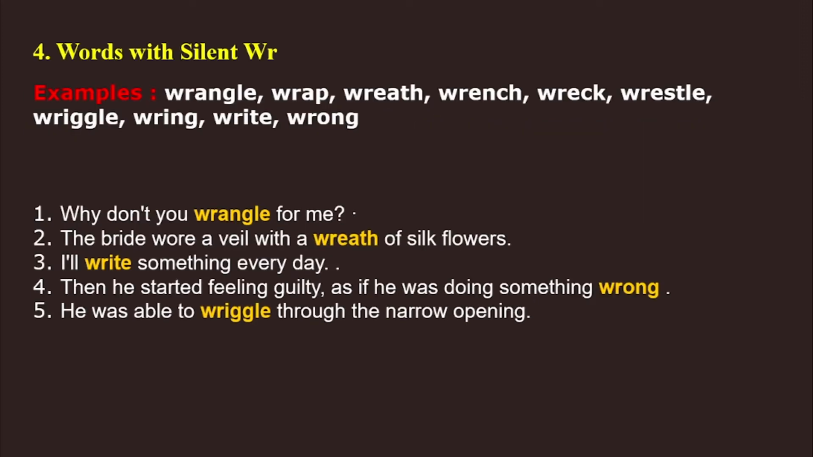Let's look at a fourth word with silent WR. Let's look at the examples. Wrangle, wrap, wreath, wrench, wreck, wrestle, wriggle, wring, write, wrong, etc. Let's look at the example. Why don't you wrangle for me? The bride wore a veil with a wreath of silk flowers. I'll write something every day. Then he started feeling guilty as if he was doing something wrong. He was able to wriggle through the narrow opening.